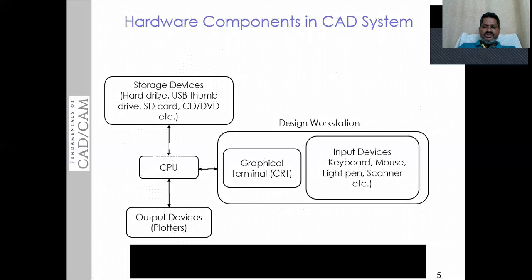Once again, I will list out the devices used in the CAD system: storage devices, then the CPU, then the output devices. The CPU is connected to the input and output devices. Similarly, the CPU is also connected to the graphic workstation. The elements in this graphic workstation or design workstation are the graphical terminal and also input devices, for example keyboard, mouse, light pen, scanner, etc. Joystick is also an input device to control the cursor on the screen. So both the graphic terminal and the input devices are called the design workstation.